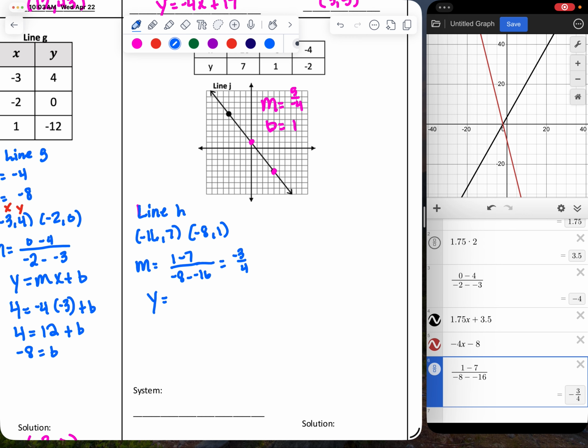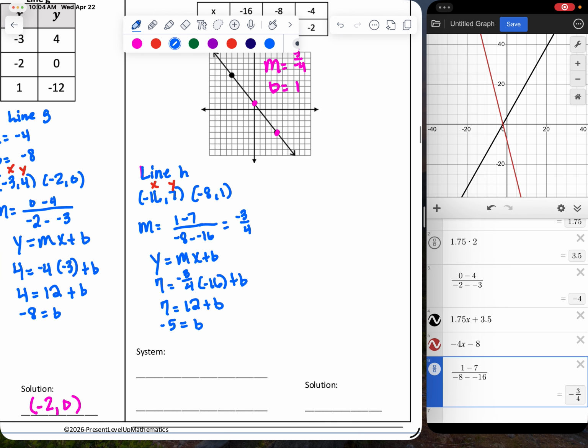Then I used y equals mx plus b to find my b. I used the first point, negative 16 comma 7. So 7 equals negative 3 over 4 times negative 16 plus b. So 7 equals 12 plus b. Subtract 12 to get negative 5 equals b. All right, so now I know my m and my b, and I'm ready to write my system.